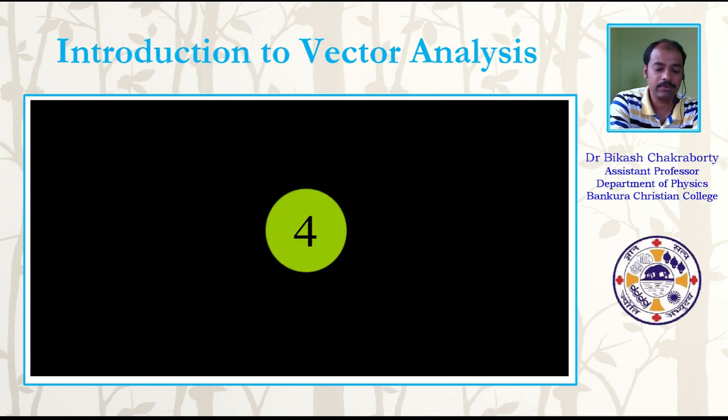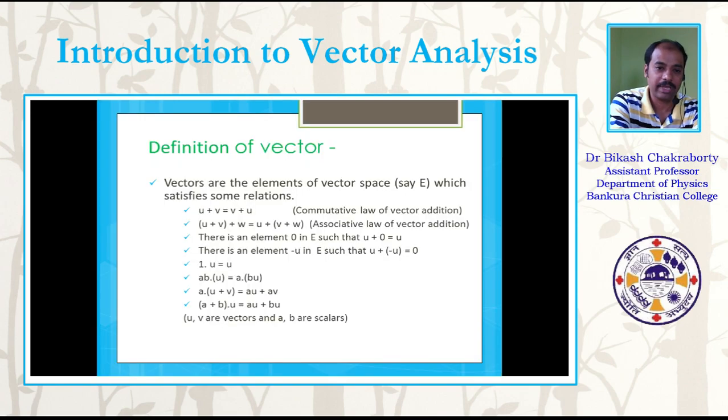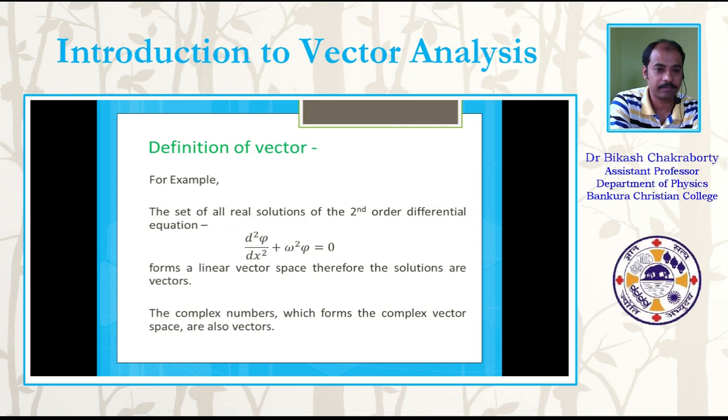Now we want to define vector in an abstract way. Vectors are elements of vector space, say E, which satisfies some relations. U plus V is equal to V plus U, commutative law of vector addition. U plus V plus W is equal to U plus V plus W, associative law of vector addition. There are other relations also, where U and V are vectors, A and B are scalars.